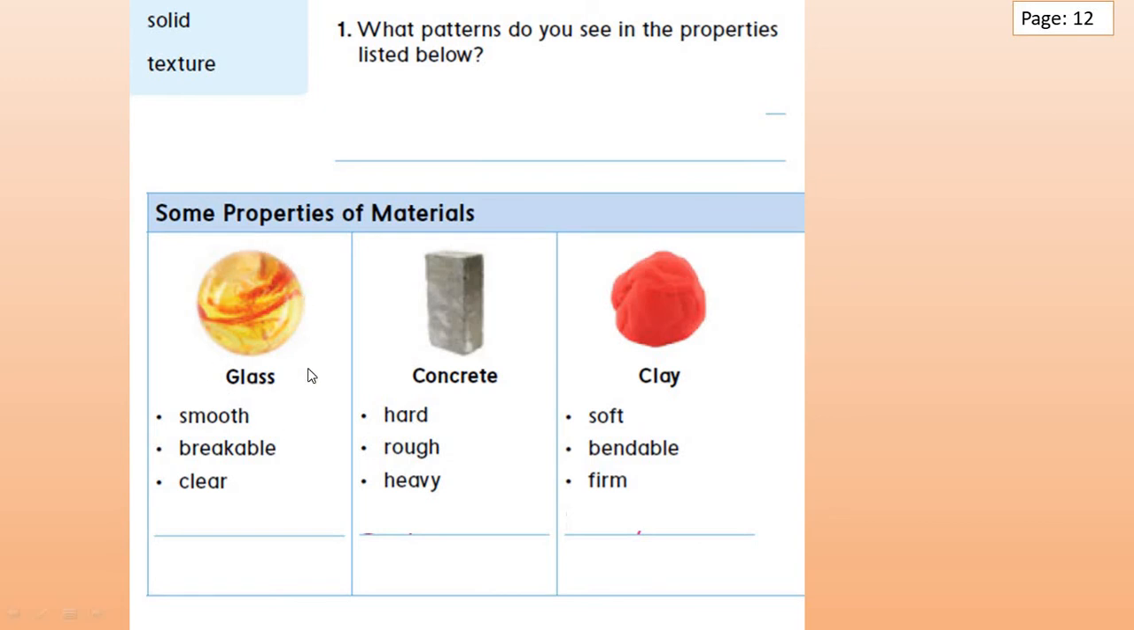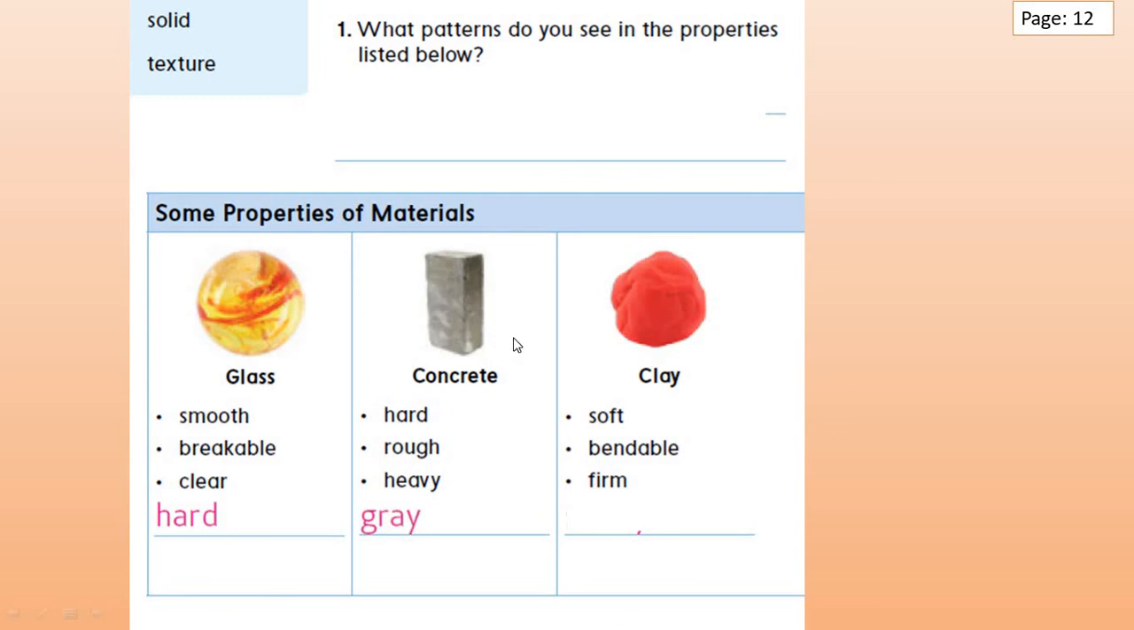What do you think about the glass? Is it soft or hard? What do you think? It's hard. Excellent, grade 2. And what do you think about concrete? What's its color? What the color of concrete? It's gray. Excellent, grade 2.